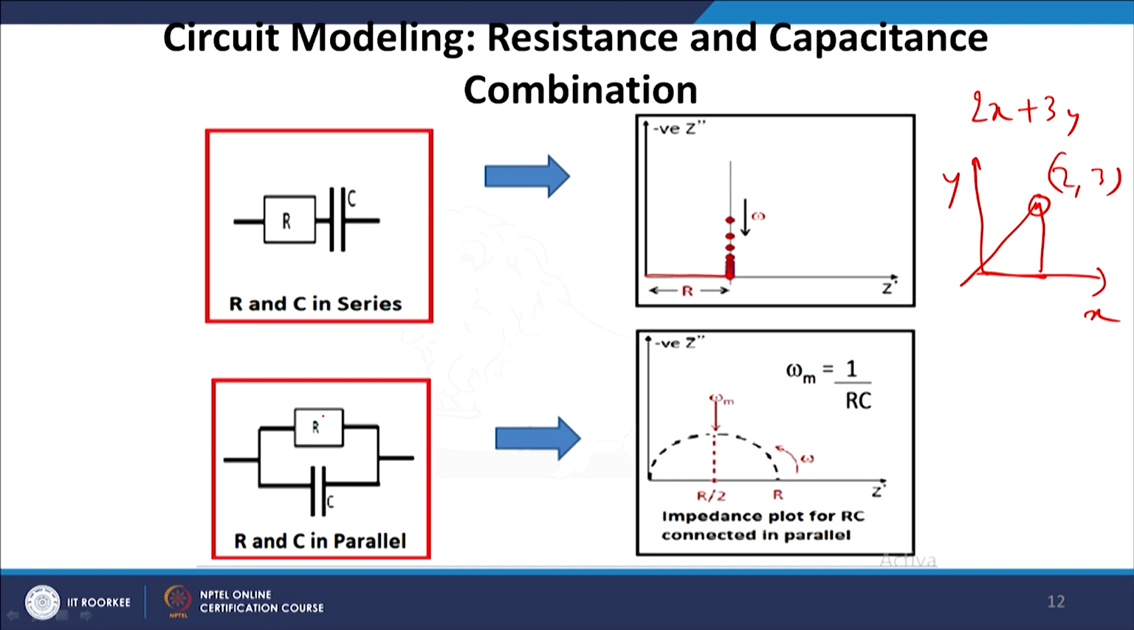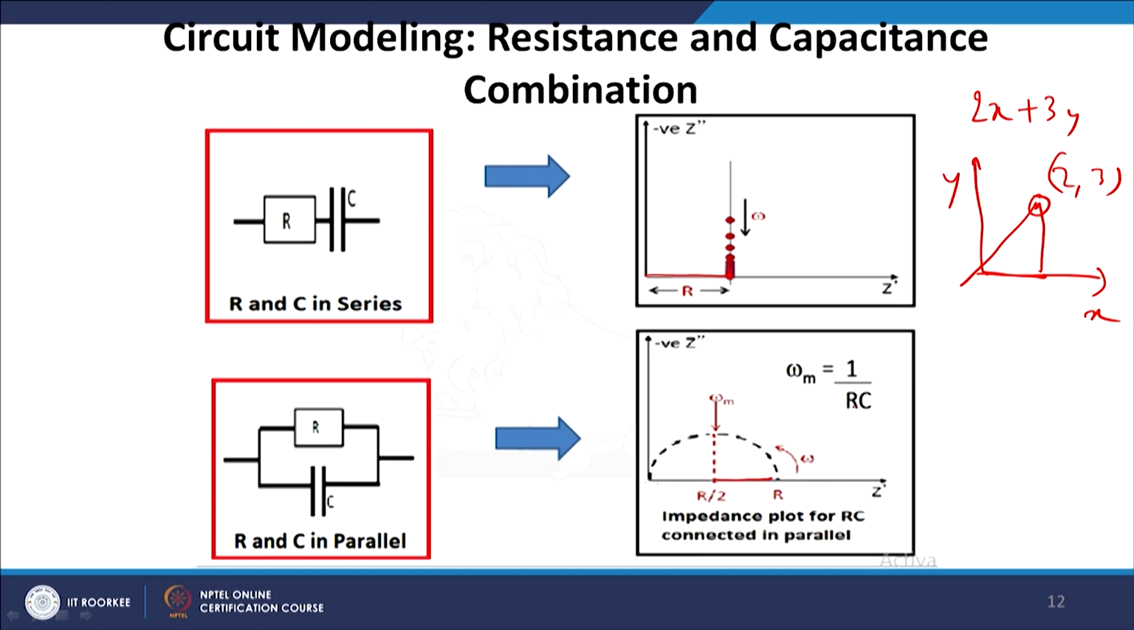It can also be connected in parallel. Here you see the resistance is connected in parallel to the capacitance. In this case, the impedance for the RC connected in parallel gives you a semicircular shape. The diameter of this semicircle is R, or this part is R by 2, and here the value of the capacitance is shown, and the value of omega changes. At this point the value of omega is maximum, and that maximum value of omega gives the time constant of the circuit, which is 1 over RC.